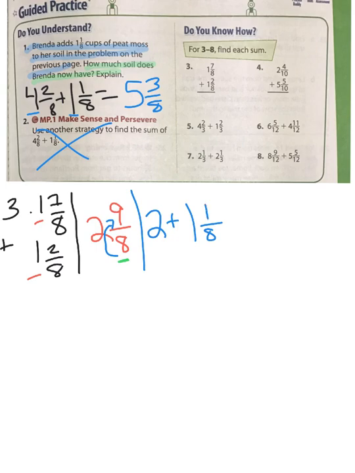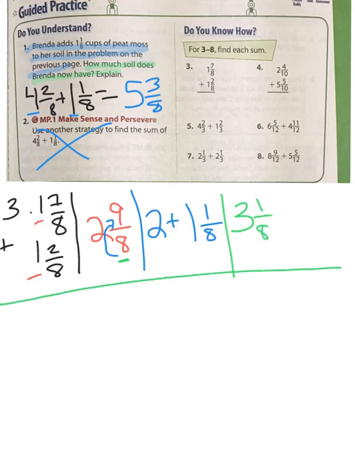So we end up with 1 1/8. Now we can just add it together. 2 plus 1 is 3 and 1/8. And there's your answer. All right, let's do number 4.